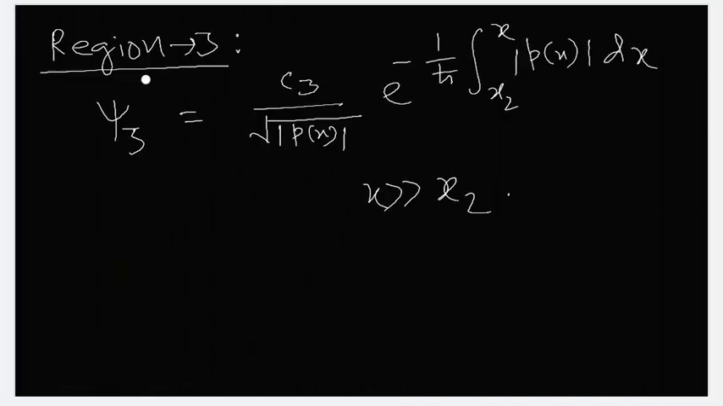Similarly, for region 3 also, the wave function psi3 is valid whenever the domain is very far away from the classical turning point x2. So it is okay.